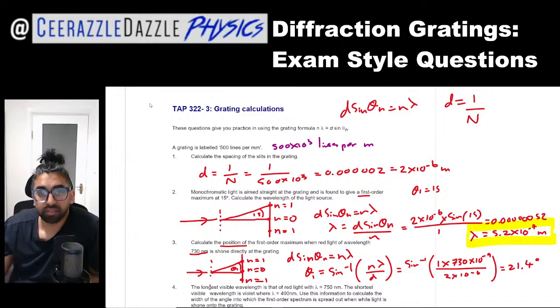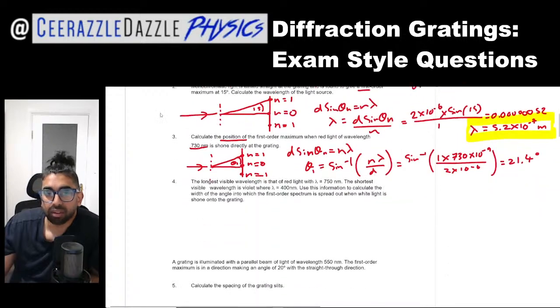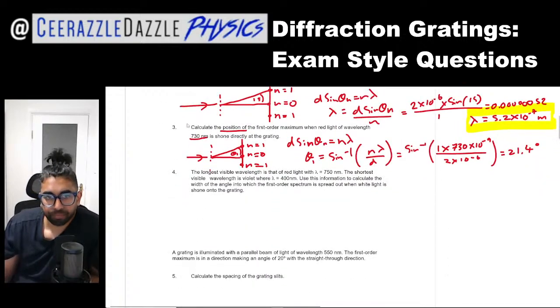Super. Okay, next question. And it gets a bit harder now, yes? So really try and visualize the question before we tackle it. Give you a bit of time to read it. The longest visible wavelength is that of red light, lambda is equal to 750 nanometers. The shortest visible wavelength is violet, where lambda is equal to 400 nanometers. Use this information to calculate the width of the angle into which the first order spectrum is spread out when white light hits the grating.